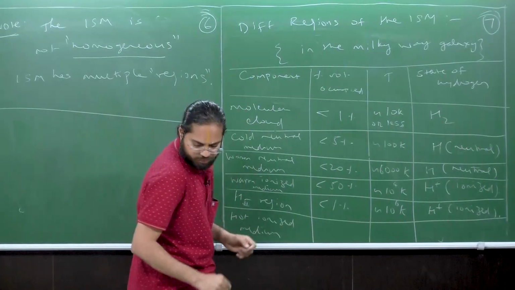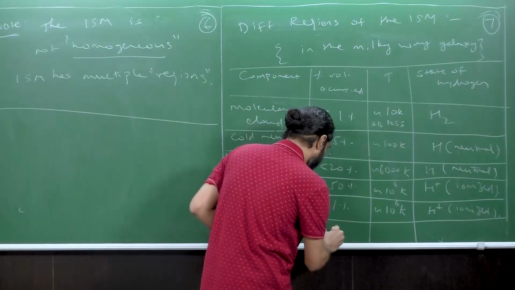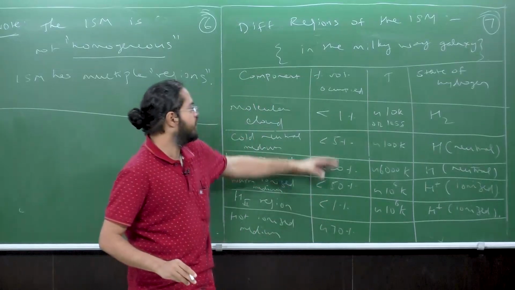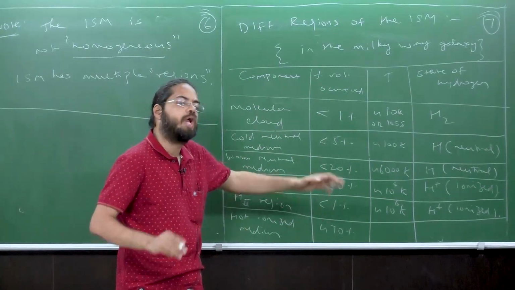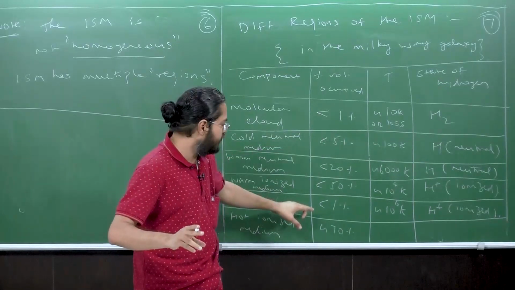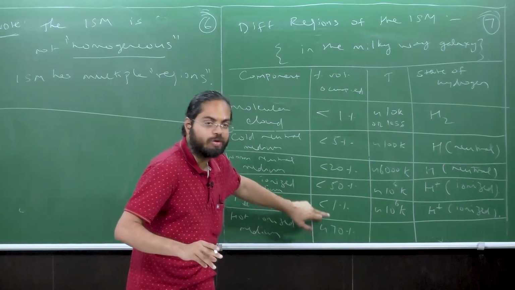Now this hot ionized medium is approximately going to be 70%. See these numbers, right? They should all add up, the overall volume occupied should add up to 100. But I have not been quantitative here, so note that there is some approximation. These are not strict equalities.